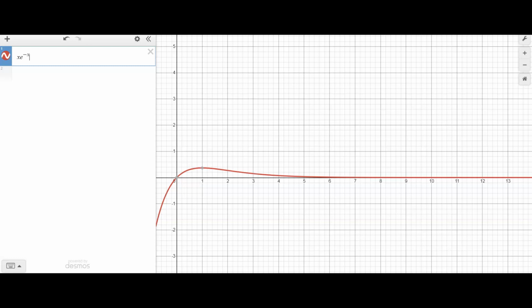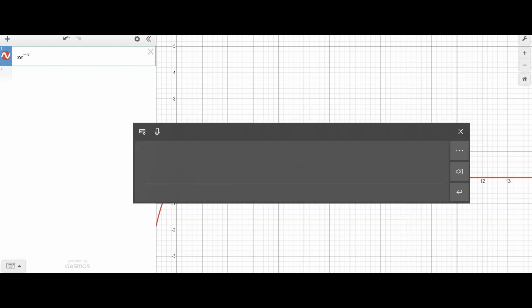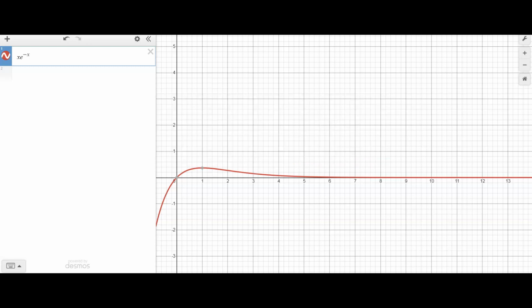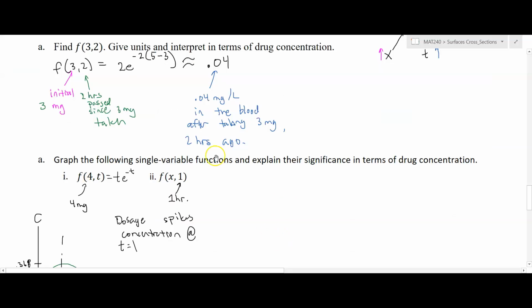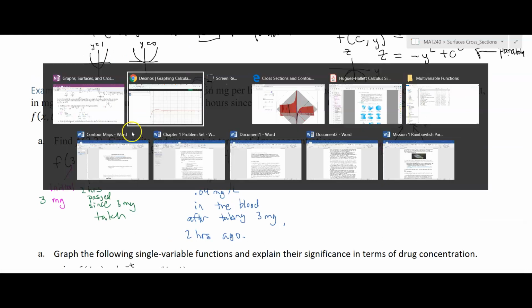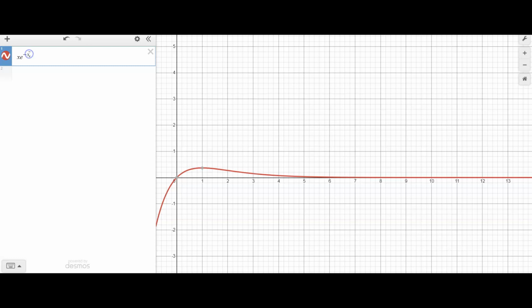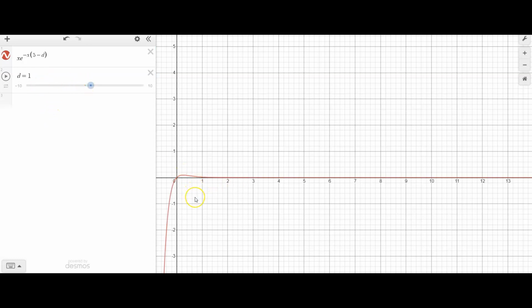So what I can do here in Desmos is I know that this is negative x times 5 minus x, negative t times 5 minus x. So what I'll do here is I will put times 5 minus, and then I'll just say, I can't use x again, unfortunately. I can't use t in this editor, so I will just say that this is d for dose. So this is a dose of 1 milligram, and it doesn't seem to be consistent. Here's that dose of 4 milligrams.